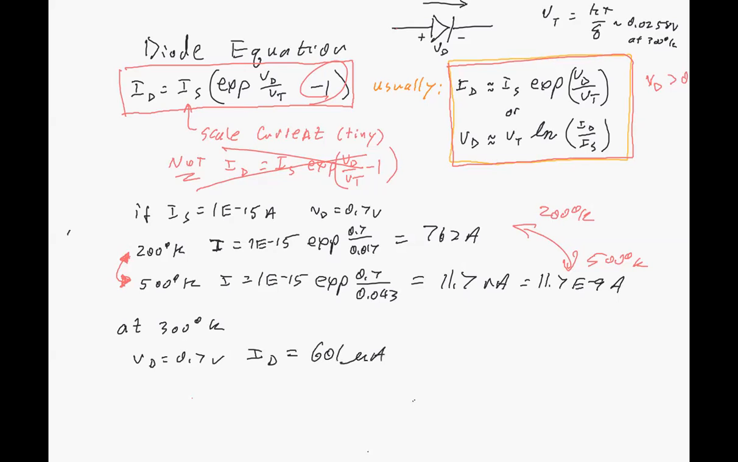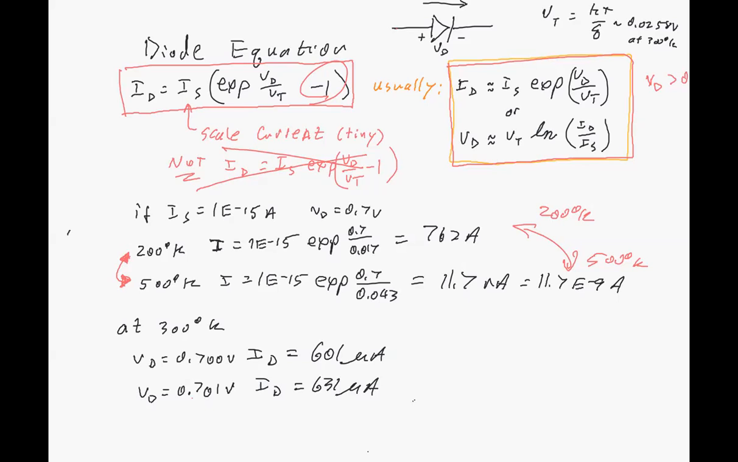If we just increase this by 1 millivolt, 0.701 volts for VD, then ID is now equal to 631 microamps. That's a big change. We changed the voltage by 1 millivolt, and we caused a 30 microamp change in current. Those are really large, significant changes.